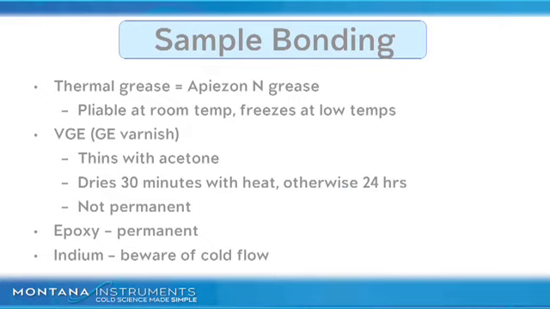Here are some materials for sample bonding. Thermal grease or a Pison-An grease is pliable at room temp, but freezes at low temps. VGE is great for sample bonding. VGE is not permanent. You can add some acetone after your experiment and the bond will loosen up. You can add a little heat, say from a halogen lamp or a heat gun, but be careful with the heat gun because you can easily overheat your sample. If you can add a little bit of heat, then the setup time is quicker and within 30 minutes you can cool down. Otherwise, you should wait for 12 to 24 hours.